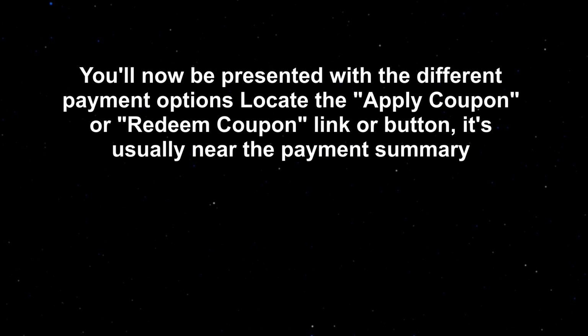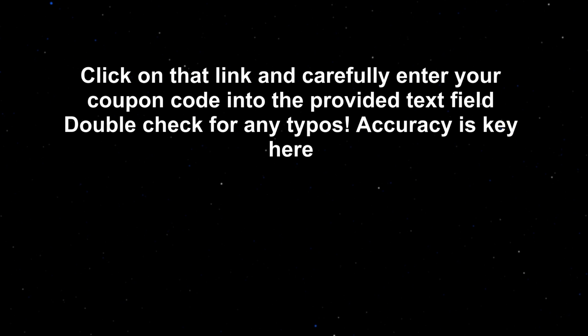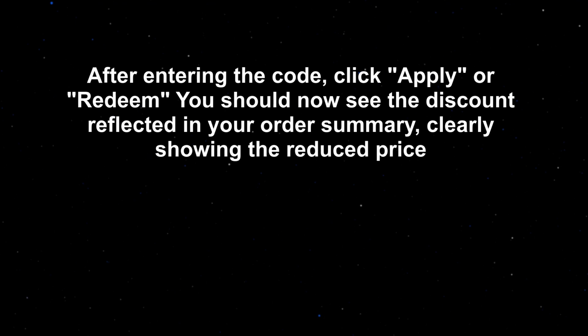You'll now be presented with the different payment options. Locate the Apply Coupon or Redeem Coupon link or button. It's usually near the payment summary. Click on that link and carefully enter your coupon code into the provided text field. Double check for any typos. Accuracy is key here. After entering the code, click Apply or Redeem. You should now see the discount reflected in your order summary, clearly showing the reduced price.